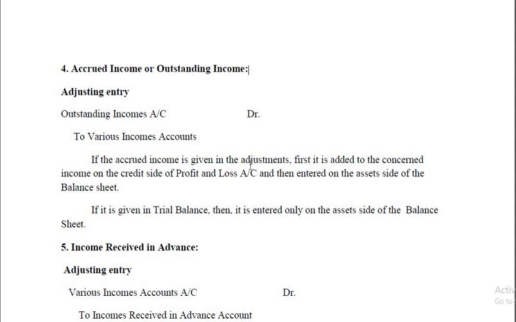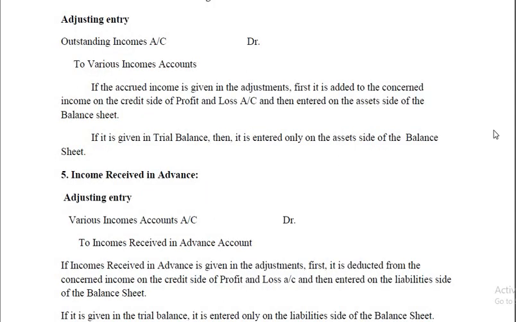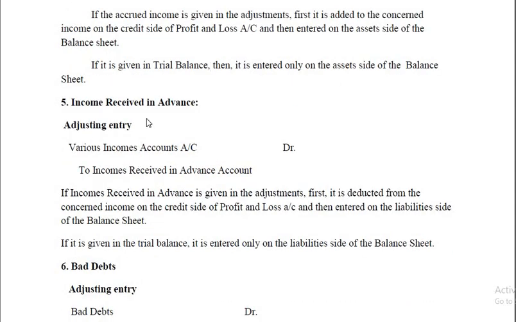It's an asset because the income is receivable. If it is given in the trial balance, then it is entered on the asset side of the balance sheet, because it is a personal account. Personal account will come to the balance sheet.